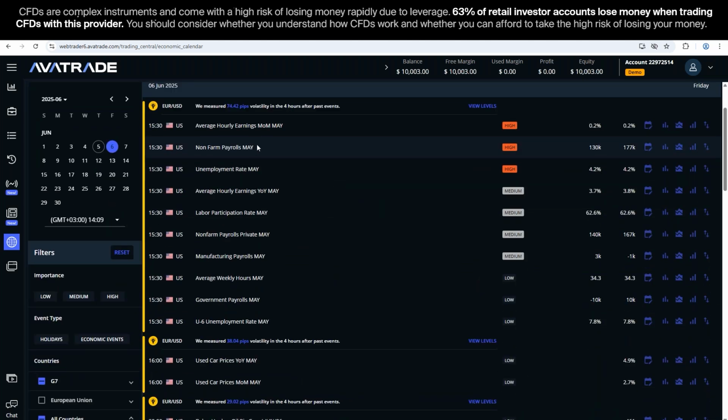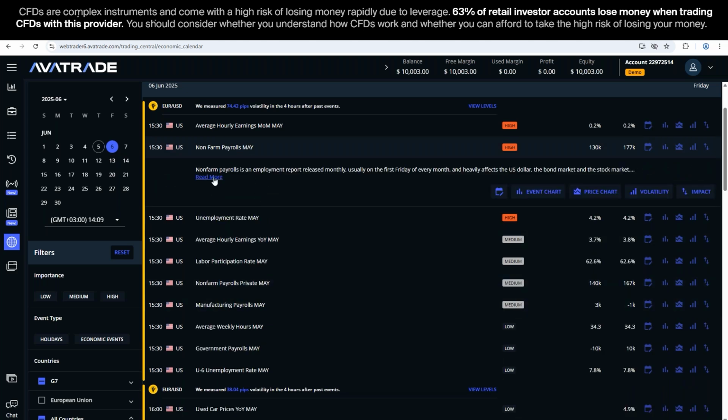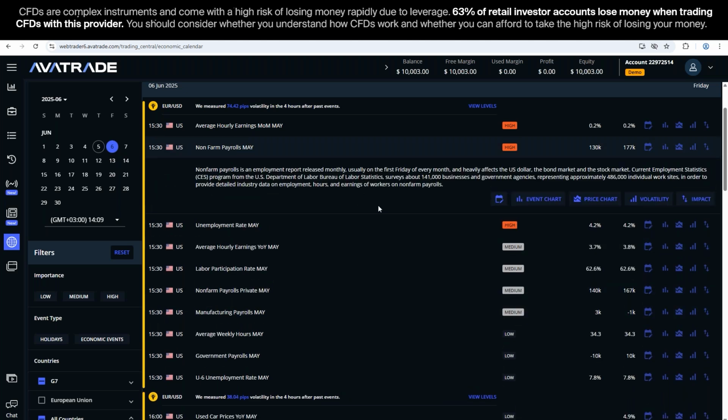And here we are. As you can see, non-farm payroll May. We're going to click it to display the information and understand better what this event means. Basically, it means all the new jobs added in the US besides the agriculture sector, farmers. This is why it's called non-farm payroll. And how does this affect the economy?